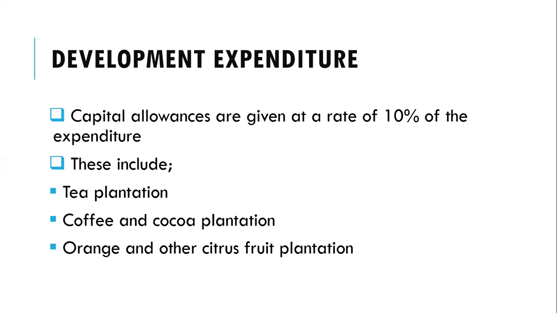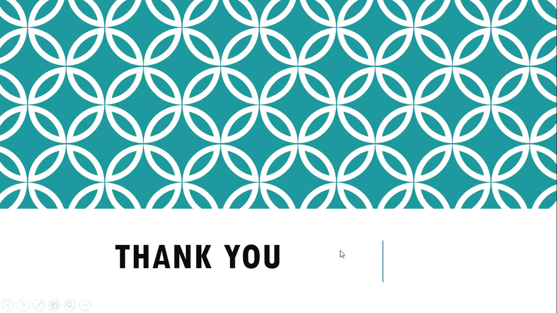So if you spend 100,000 and put in place a plantation for avocados, the capital allowance given is 10% of the expenditure. With that said, our lesson has come to an end.